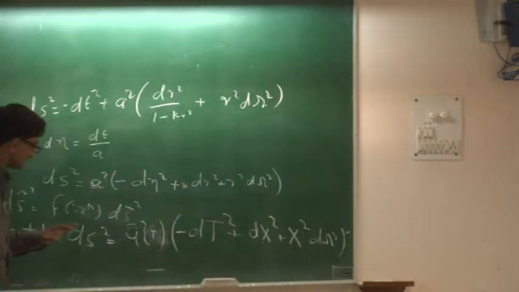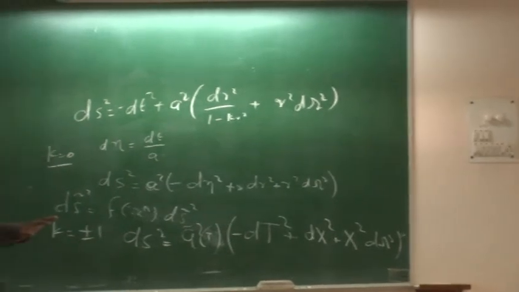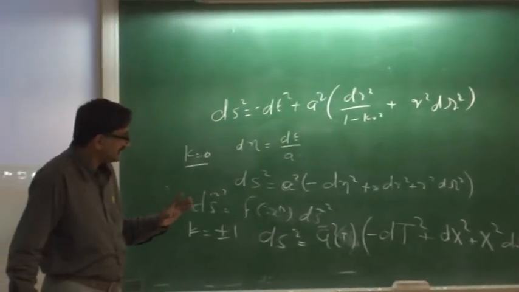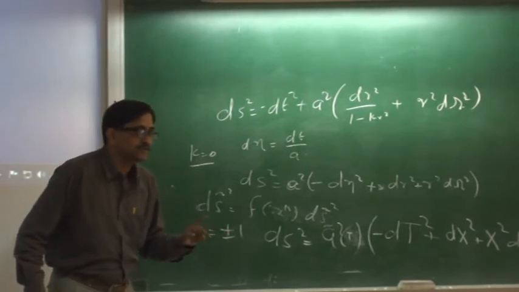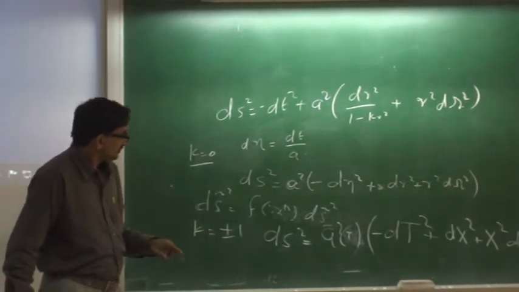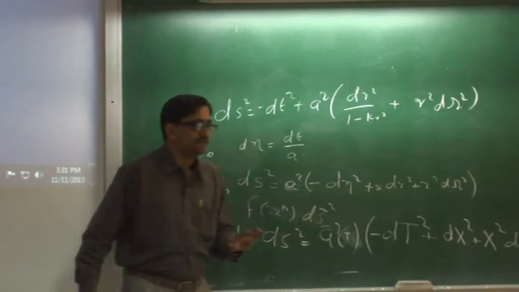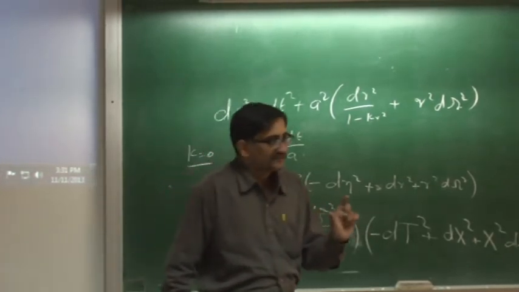Okay, so this means that in the space-time diagram, the moment I bring it to this form, my light cone structure will be 45 degrees.